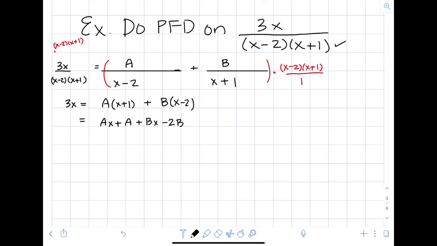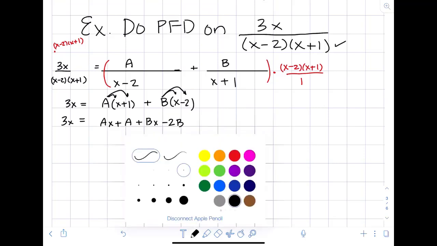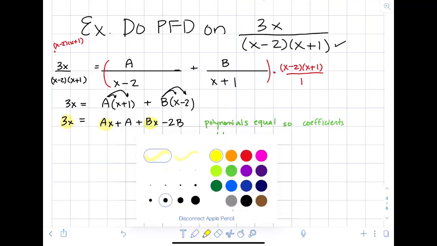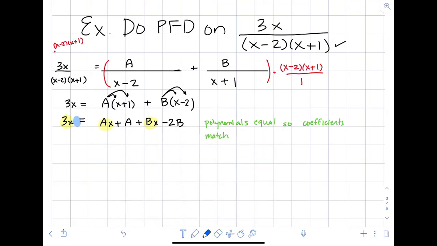I'm going to bring my A and B in by distributing, because what I want to do is look at coefficients and match powers of x on both sides. So if I have an equation that has polynomials on both sides, the coefficients must match. Okay, so I'm going to highlight the different powers of x. I only see x to the first on the left. I'm going to highlight all the terms that also have an x to the first in a different color. There is no constant on the left, so we'll just highlight that blank space, and it's going to be 0. But then we have these constants.